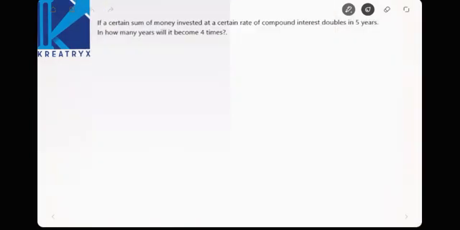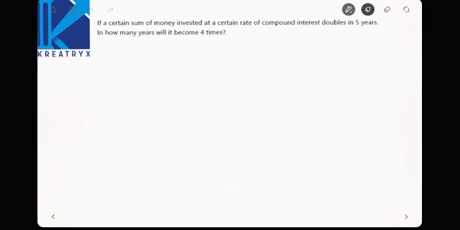Next, you can do the previous question by the Pascal triangle also. Try with the Pascal triangle, you will get the same answer. Now see this question. If a certain sum of money invested at a certain rate of compound interest doubles in 5 years, in how many years will it become 4 times?